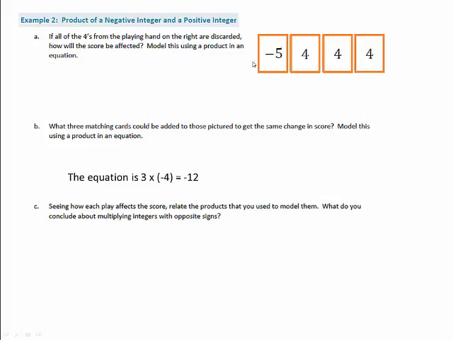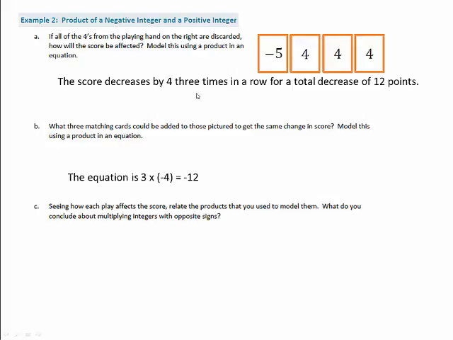In example 2, if all of the 4s from this hand are discarded, remember discarded means that we're taking them out of our hand, how would the score be affected? Well, we've been using a negative sign to show discard. So if I have take away 4, take away 4, take away 4, that means that I am subtracting this 4 3 times. So the score would decrease by 4 3 times in a row for a total decrease of 12 points. That means taking away 3 times, that's where this negative 3 comes from. I discarded it 3 times, and the number I'm discarding is the 4, will decrease my score by 12, or gives me a negative 12.